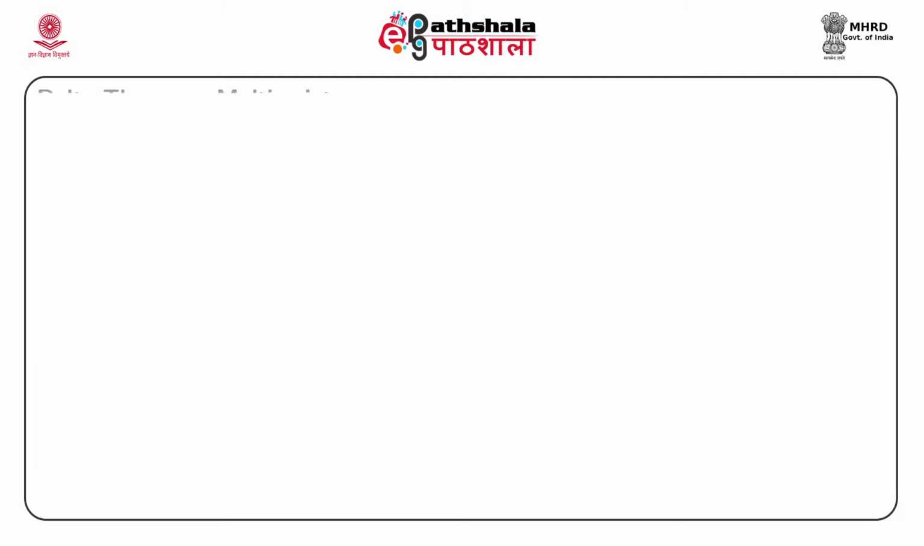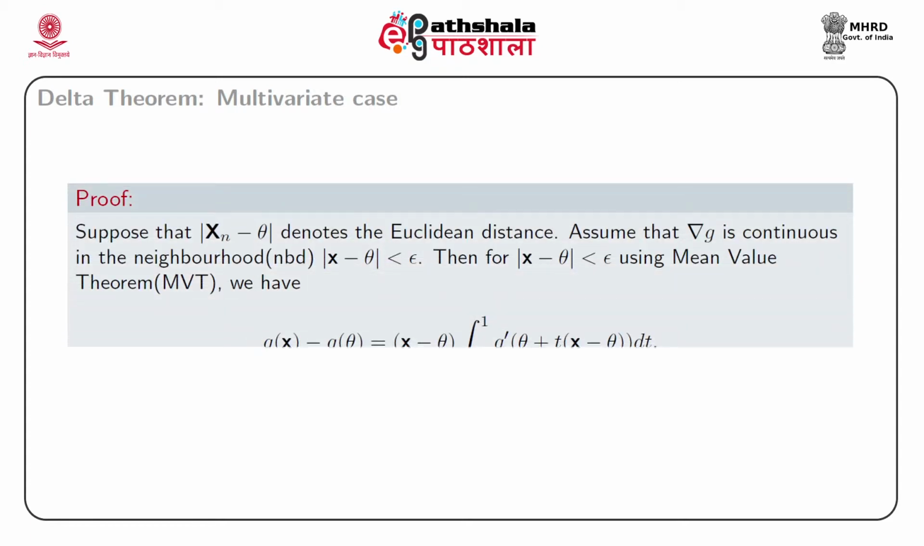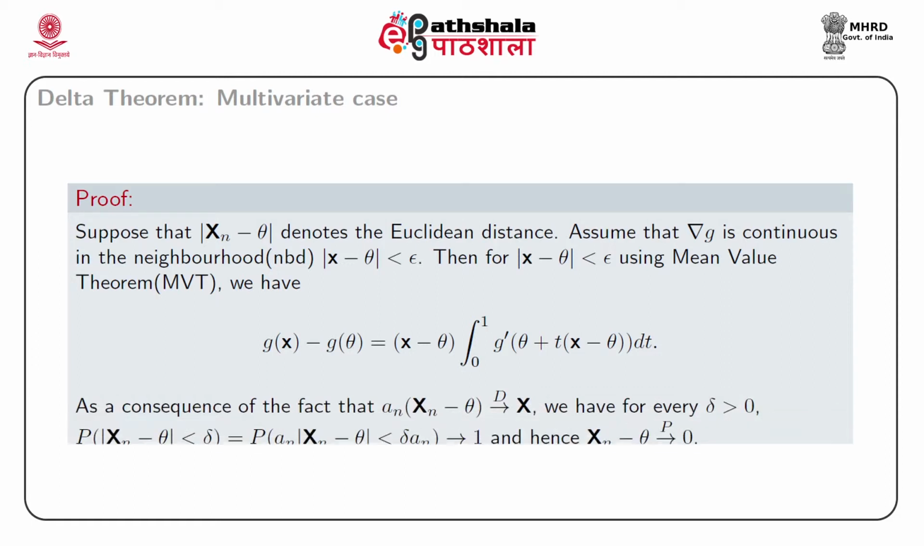So, for a proof, first of all assume that the absolute value of X_n minus θ in this case denotes the Euclidean distance, that is, the absolute value of X_n minus θ is nothing but the square root of summation i from 1 to p of (X_ni minus θ_i) whole square. Now assume that the gradient vector is continuous in some epsilon neighborhood, that is, absolute value of X minus θ less than epsilon.